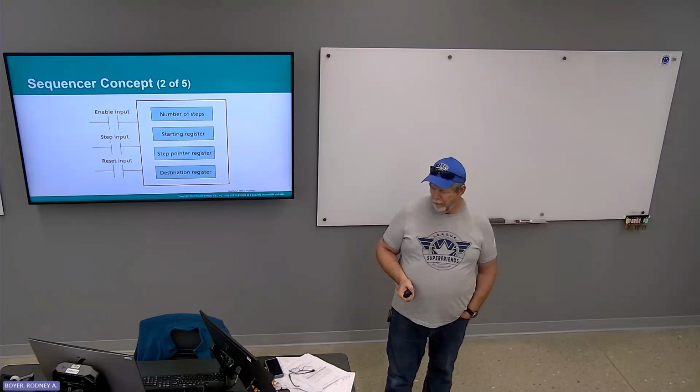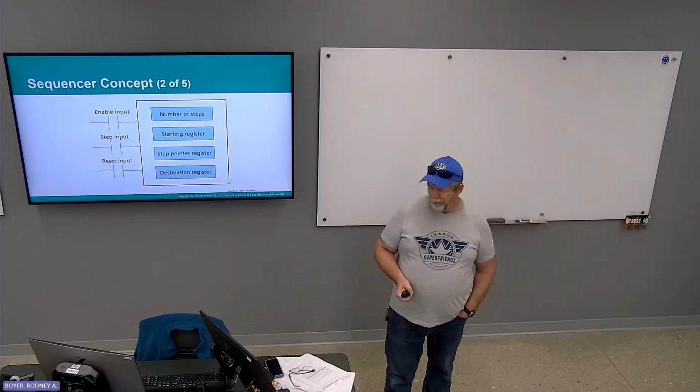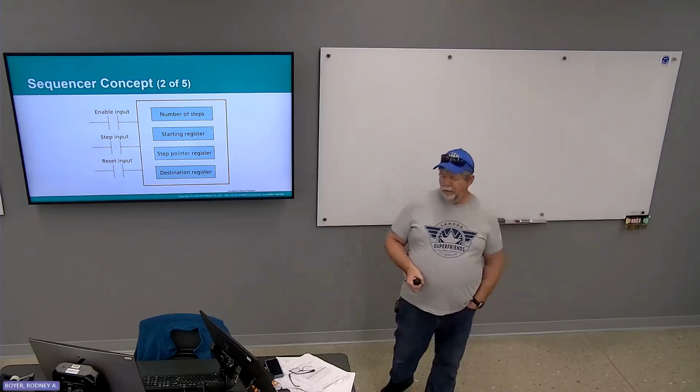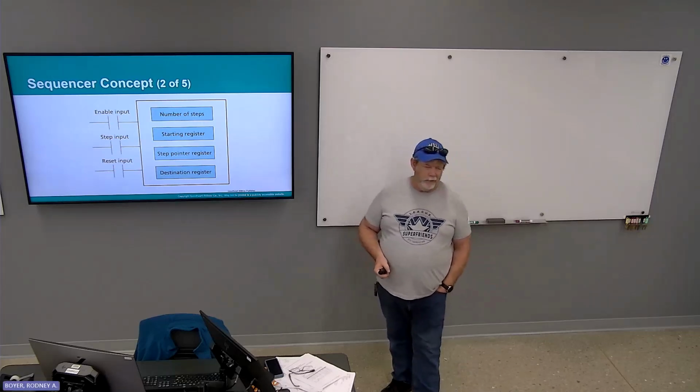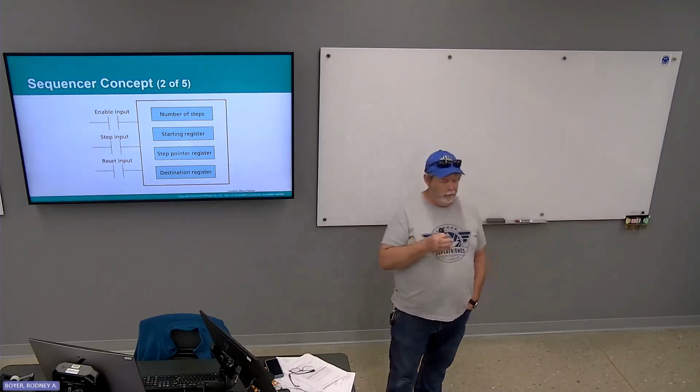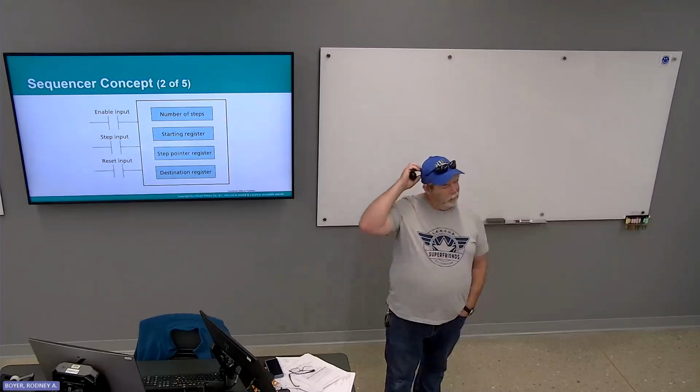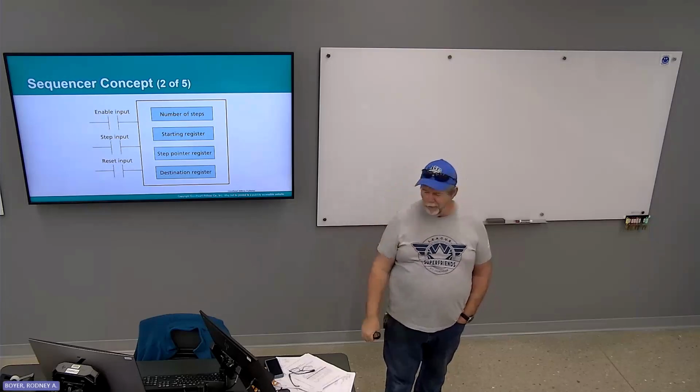You have the number of steps, starting register, the step pointer, and destination. The number of steps is just how many steps the sequencer is going to do. It depends on how many operations you need to complete whatever it is you're doing.